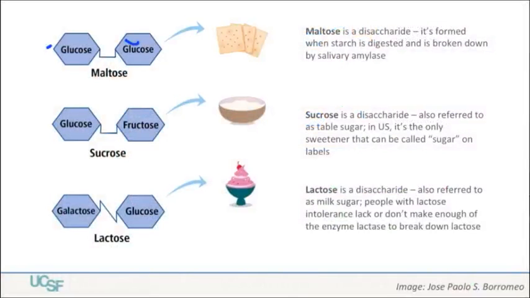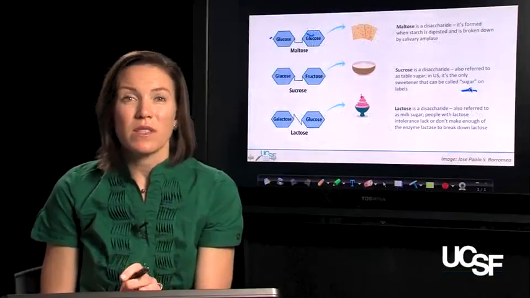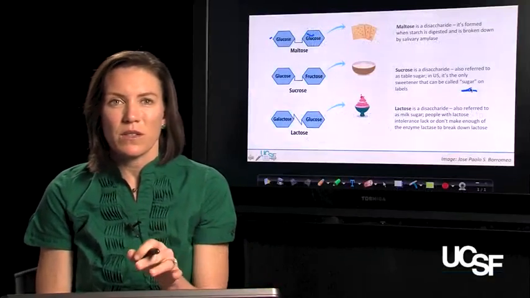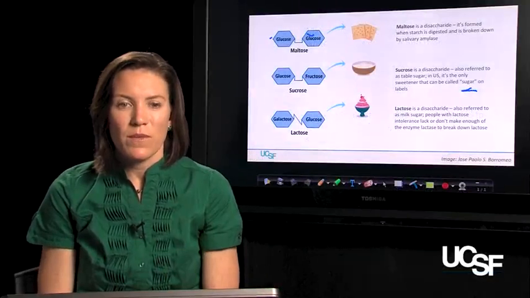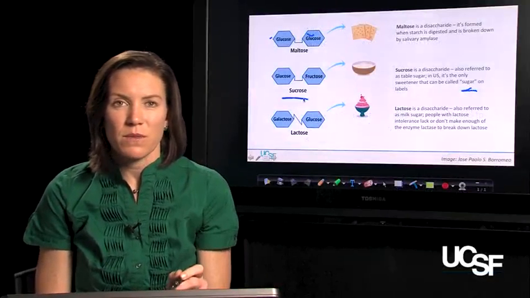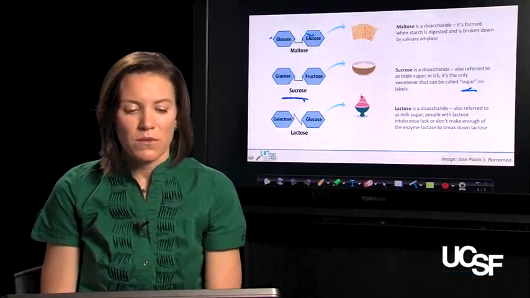Sucrose, again, is table sugar, and in the United States, it's the only sweetener that can be called sugar on labels. So you'll learn that there's lots of other words that describe sweeteners, but if it says sugar on a food label, the manufacturers are referring to sucrose, which is 1 molecule of glucose plus 1 molecule of fructose.